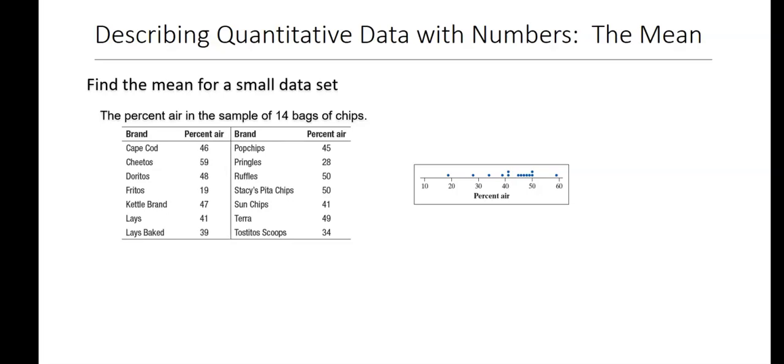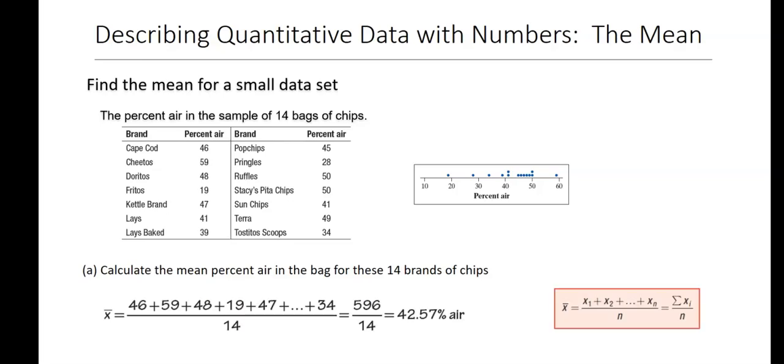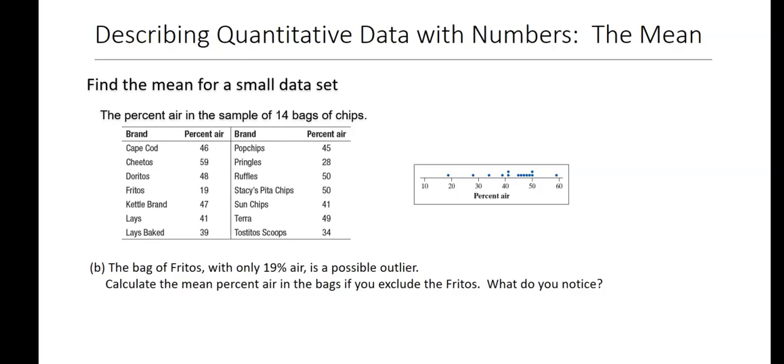So we have 1, 2, 3. Well, we don't have to count them for the mean. For the median, you have to count them. Here you just add up all those numbers and divide by 14. Add them up, divide by 14, and you get 42.57% air. If you look at the data, it looks probably skewed left. So I'm not sure the mean is the best measure of center. Usually when it's skewed, we pick the median, but that's probably something we'll bring up another day.